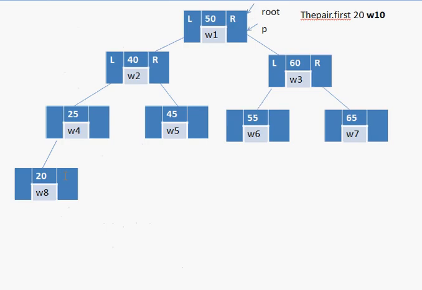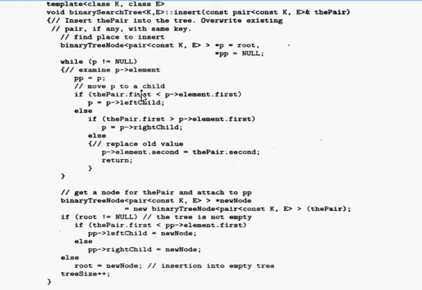So in this case, you check the condition: is the pair dot first less than the p element dot first? Now this is false because it is an equal condition. Then we compare, is the pair dot first, which is 20, greater than p element dot first? Both are equal, so again this is false, which means the search is successful. Okay, so you have to replace the old value by the new value. So how does the replacement take place?